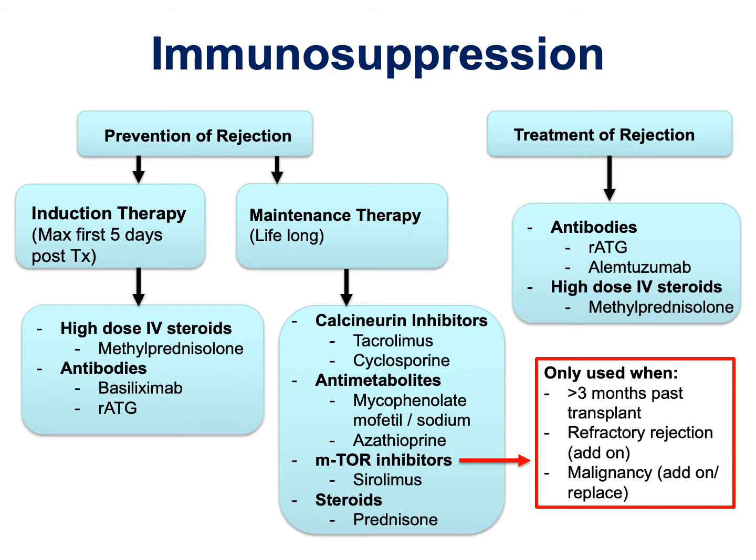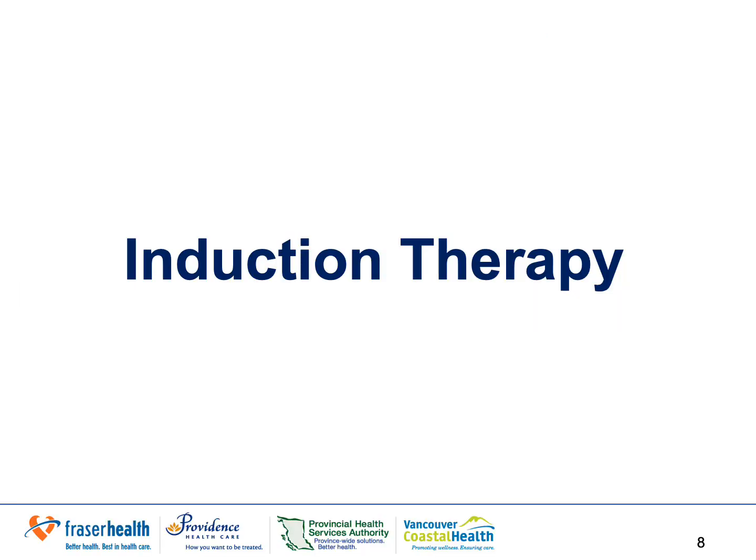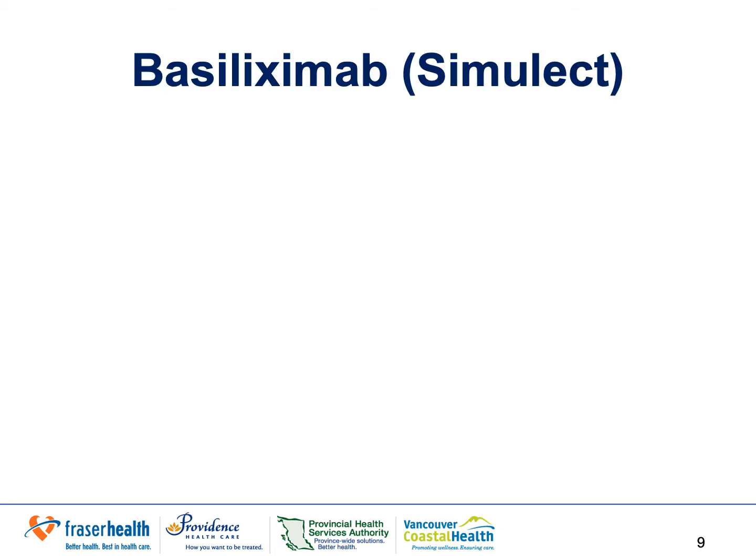For treatment of rejection, we have antibodies that we can use and high-dose IV steroids. This is the part that we're going to be focusing on today: prevention of rejection. The first group I want to talk about is drugs that are used for induction therapy, and the first drug is basiliximab.